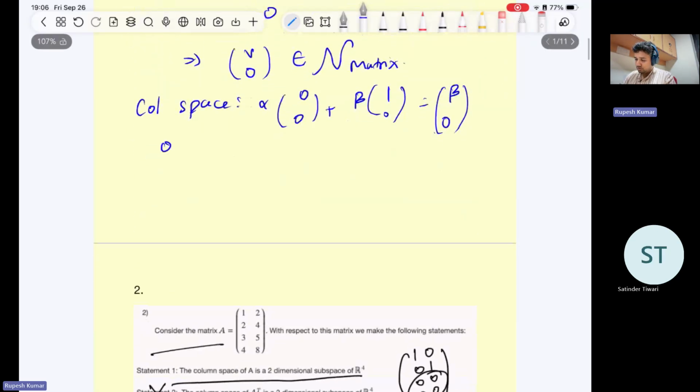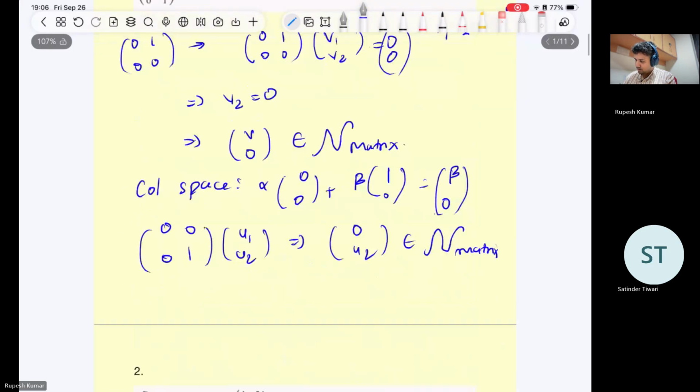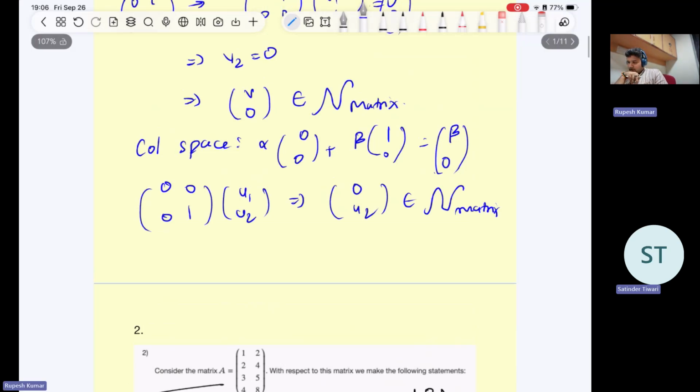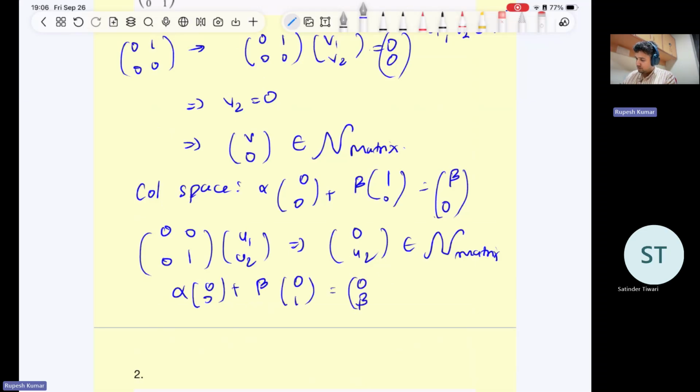Let's check another matrix, 0, 0, 0, 1. Now again try to find the null space. You will find that 0 comma u2 will be the null space. And then again the linear combination will be U1, am I right? Now the column space we have to check. So now the column space will be alpha 0, 0 plus beta 0, 1, which is 0 comma beta, right? These both are the same, right?